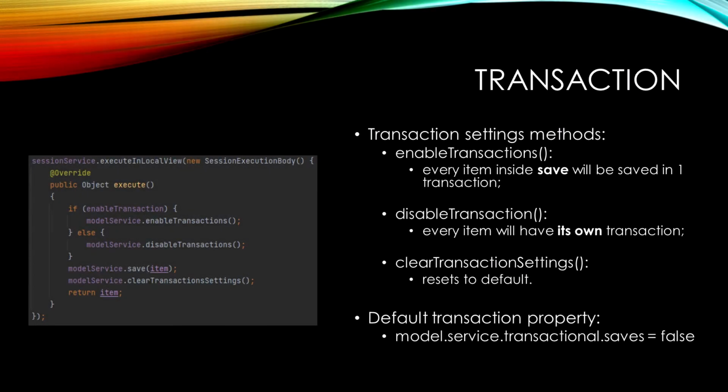Model service can enable transactions, so saving will happen in a single transaction. If they are disabled, each item will have its own transaction. In the end, you can reset those changes back to the default value. The default is configured with the Model Service Transactional Saves property.